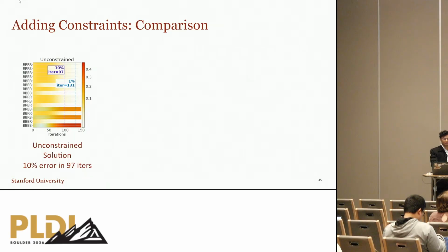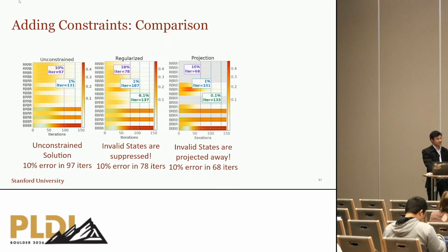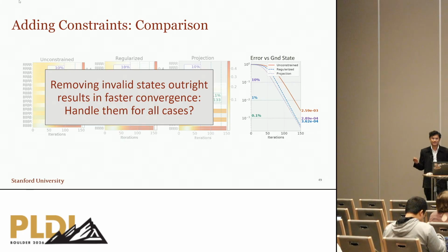Here's the result of a three-way comparison. Here's the result for the unconstrained solution first. We get to 10% error in 97 iterations. With regularization, we get to the same point in just 78 iterations because invalid states have been suppressed. Or you can zero them out, in which case you'll get to the same solution in only 68 iterations. In fact, if I plot the error of all these 3 approaches across all 150 iterations, you'll find removing these states actually results in the best solution quality at all times.